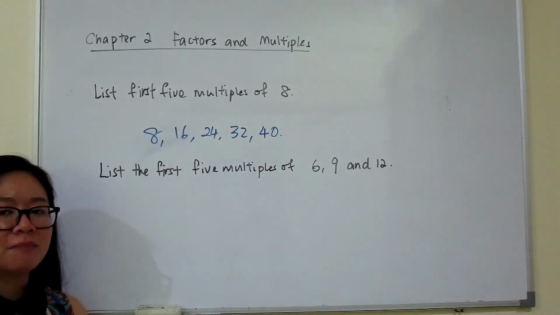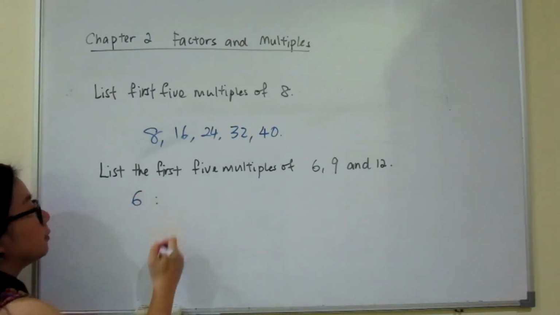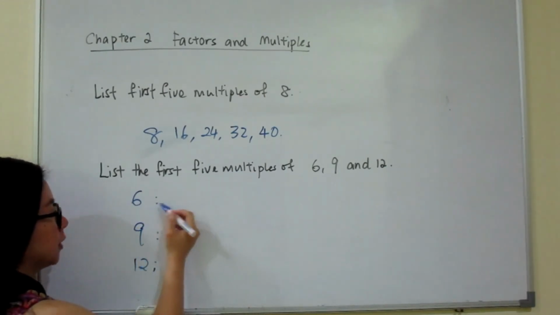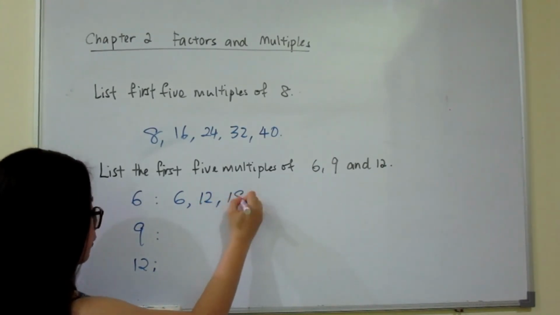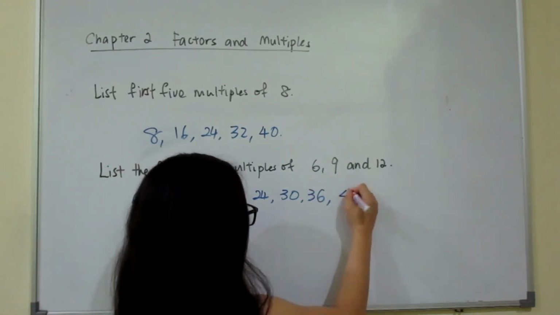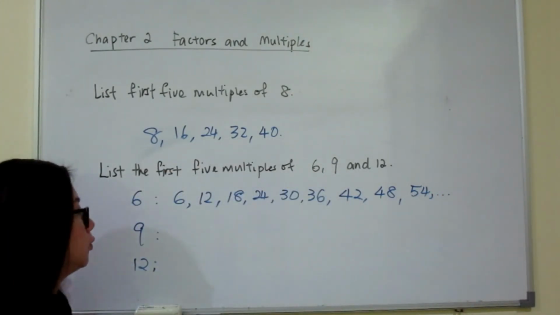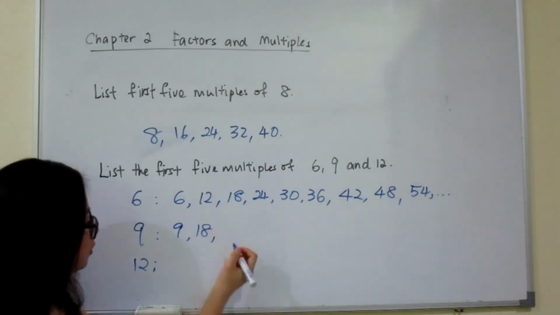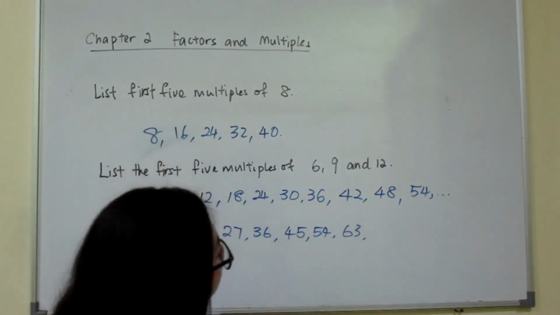List the first 5 multiples of 6, 9, and 12. So let's start with the multiples of 6. The first multiple of 6 is 6 times 1, 6, 6 times 2, 12, times 3, 4, times 5, times 6, let's go longer, times 7, times 8, times 9. Okay. Now for 9, let's do until 8 or so. So 9 times 1, 9, times 2, 18, times 3, times 4, 36, times 5, 45, times 6, 54, times 7, times 8.